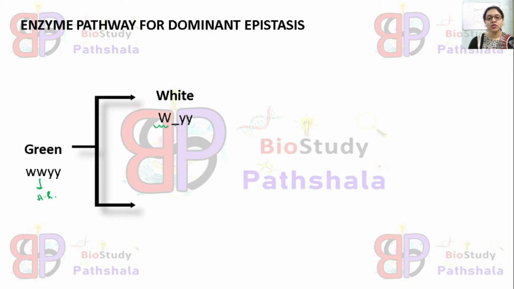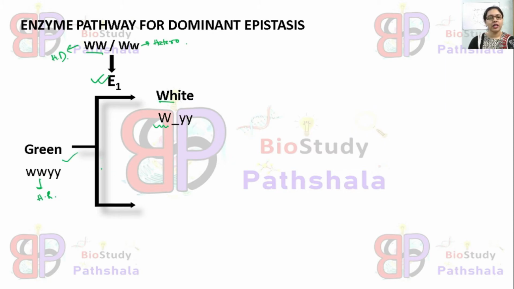That means the presence of one dominant allele of the W gene may cause the formation of white color, and the white color formation from green color occurs due to the effect of E1 enzyme, and this E1 enzyme is the product of capital W capital W or capital W small w genotype. That means the homozygous dominant condition of the W gene or the heterozygous condition of the W gene may lead to formation of E1 enzyme, which transforms the green to white coloration.